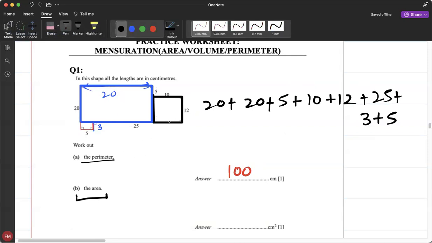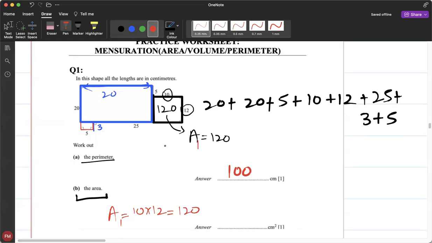So what's the area of a rectangle? Length times width. I know this side is 10. I know this side is 12. So can I say the area of this is going to be 120? You don't need to write this down inside, but I would expect that you show this working over here. I would expect that you write down 10 times 12, and that gives you 120. You can call this A1 if that helps.